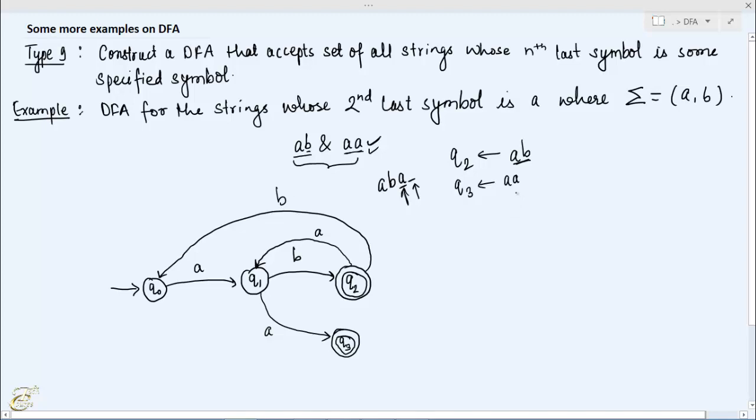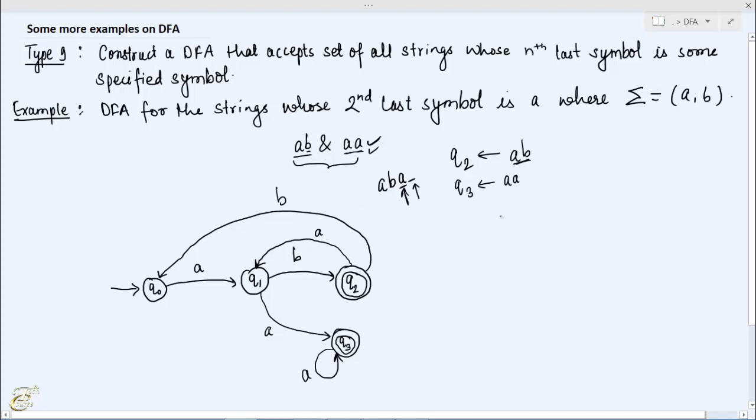Similarly, what if the machine reads the symbol A in Q3 state? That means A after these two A's. In that case, the second last symbol A is already present there. Therefore, this string should be accepted, and however many A's come after these A's should also be accepted, and hence we make this transition on encountering the symbol A in Q3 state.